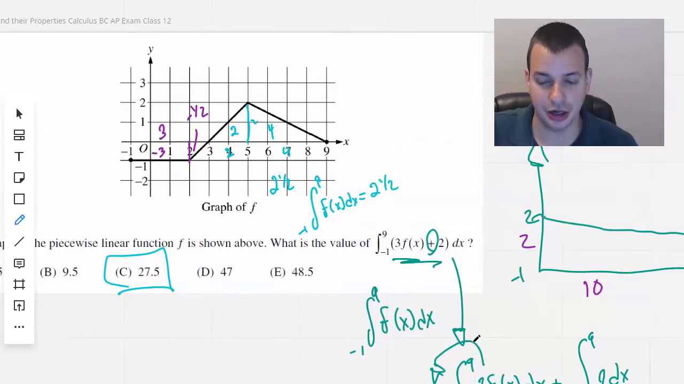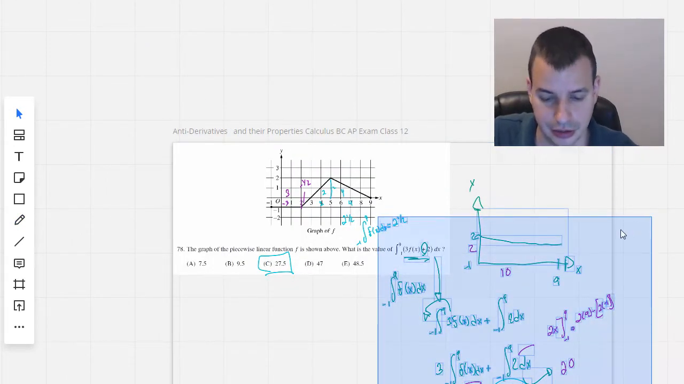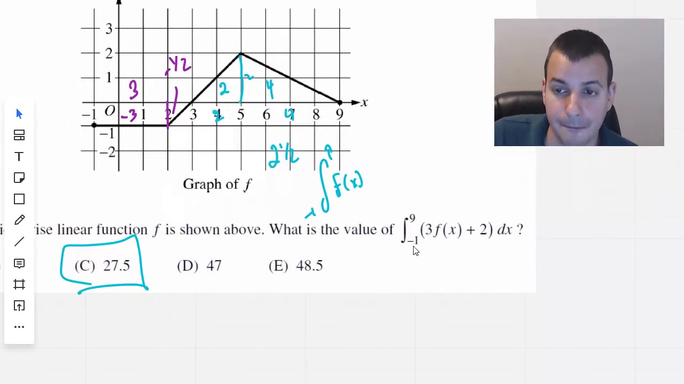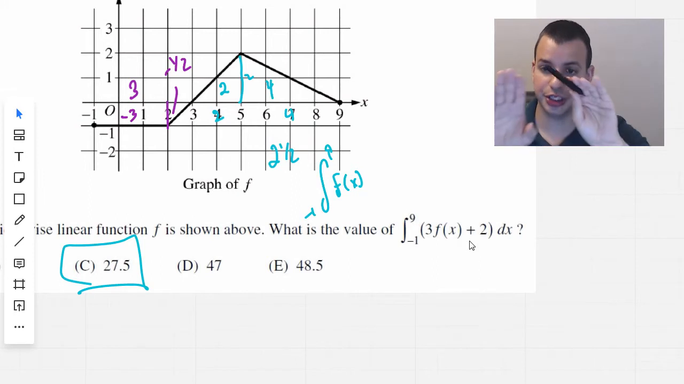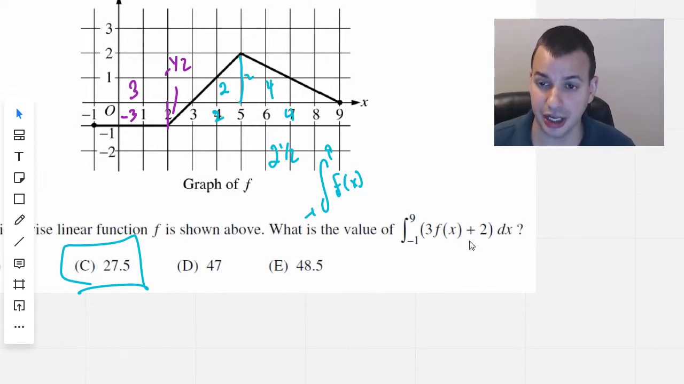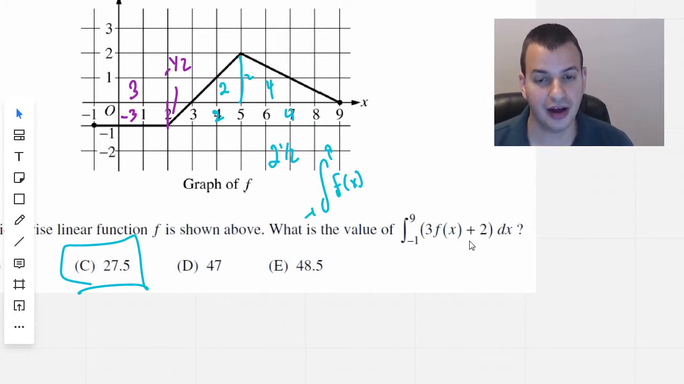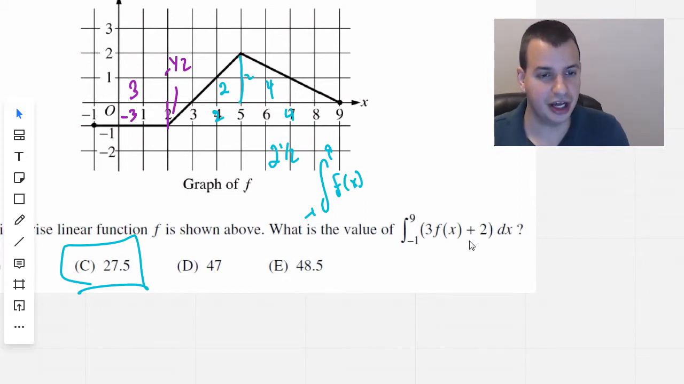To backtrack and see what we did here: we had an integral with 3 times f of x plus 2. The first thing we did was separate them based on the addition sign, so we had 2 integrals. We could then solve the integral from -1 to 9 of 2, which is just the area under the curve of y equals 2. Then we could factor out the 3 and find the integral from -1 to 9 of f of x dx, and that gave us 2.5.